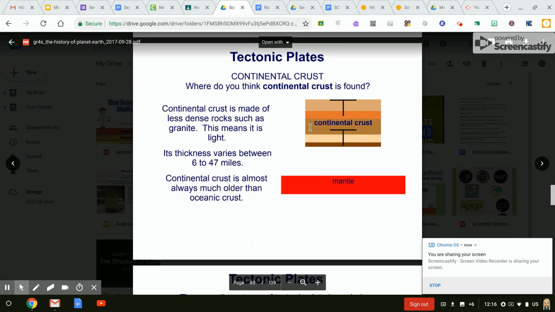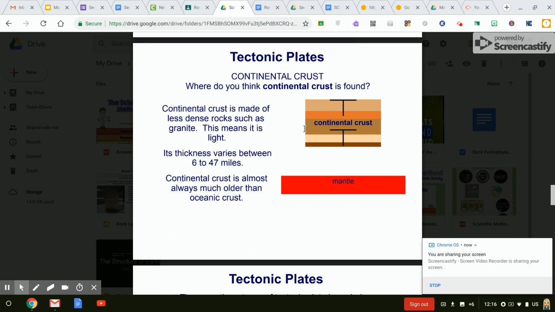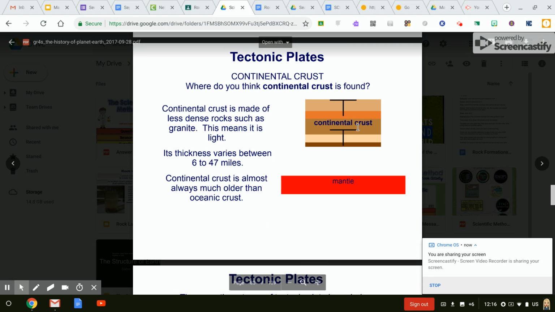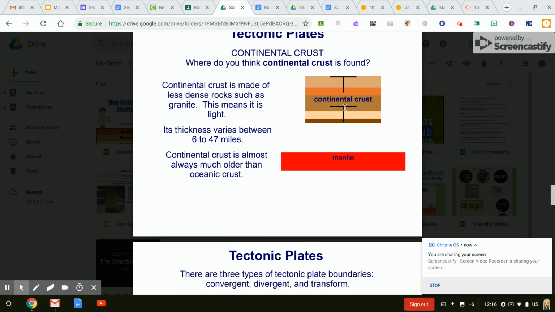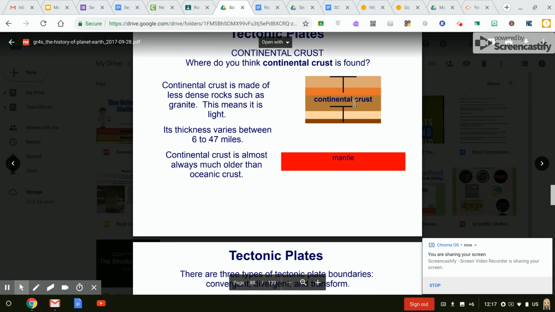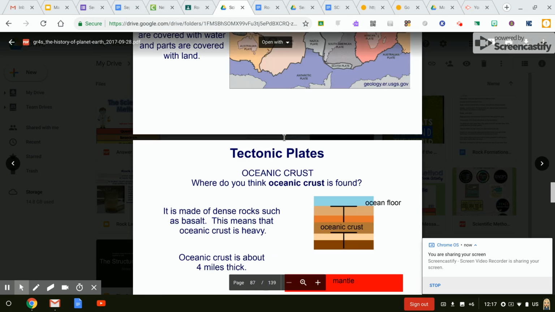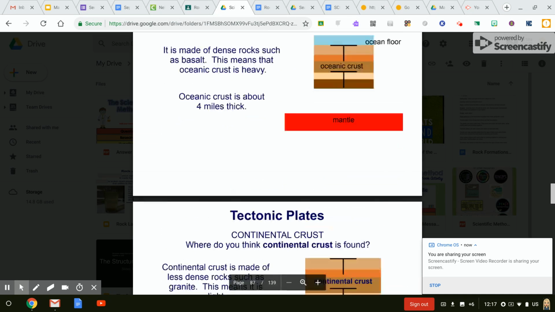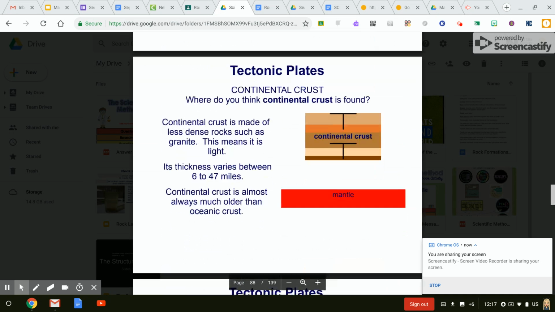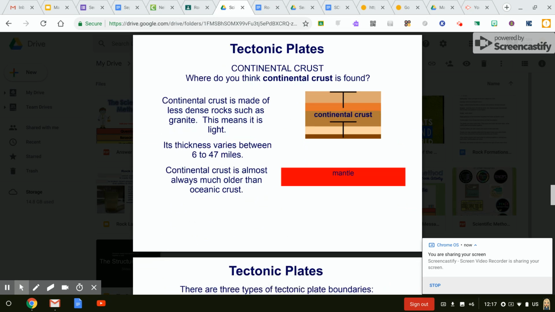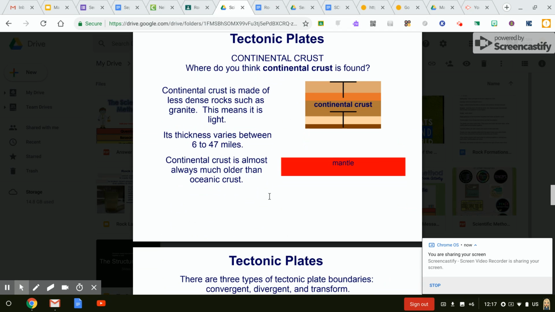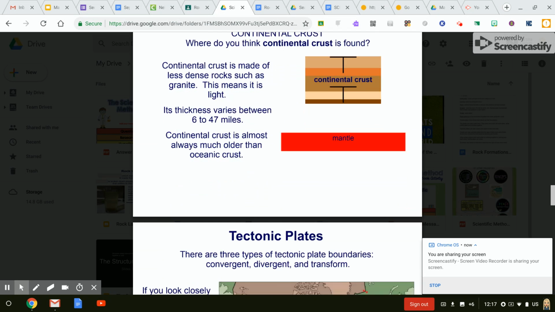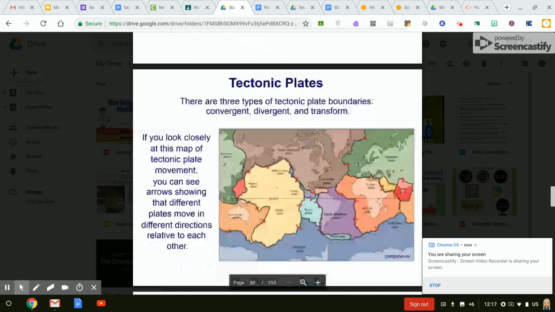So it's made up of less dense crust, this continental crust. So remember, that's the crust where you would find land. And it's lighter than that oceanic crust. And its thickness varies between 6 to 47 miles. So it's thicker than the oceanic crust, but it's not as dense. The rock it's made up of is not as dense. Continental crust is almost always much older than oceanic crust.